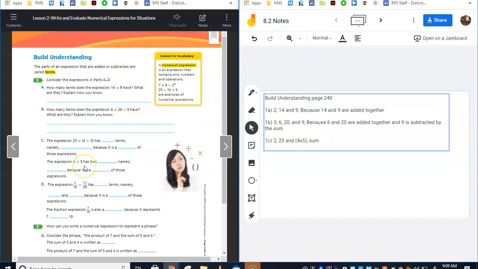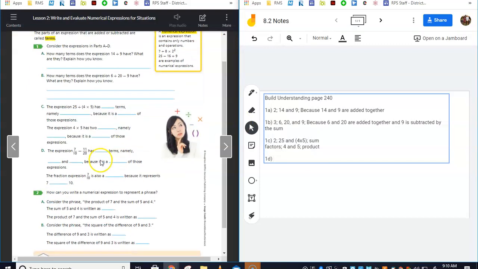The expression 4 times 5 has 2 factors because you're multiplying, namely 4 and 5. So you're writing factors right here. You're writing 4 and 5 right here because it is a product, which you're writing there, of those expressions. Let's look at 1D.